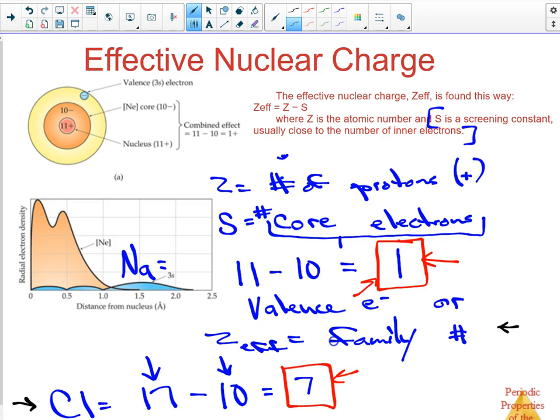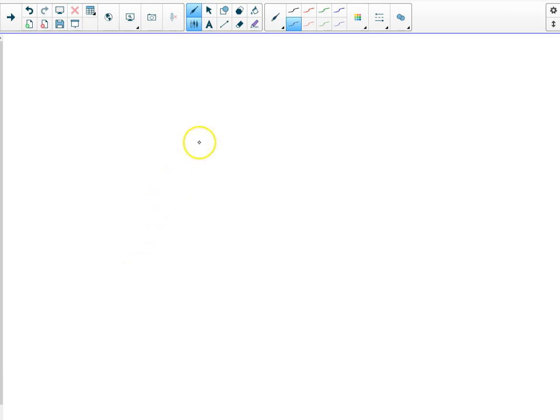Sodium's going to lose, and that's fine because we've been saying metals are what this whole year? They're losers. Now you know why they lose. It's because their effective nuclear charge is much smaller than a non-metal's effective nuclear charge. Okay? Now, will you do one for me? What is Zeff for phosphorus?